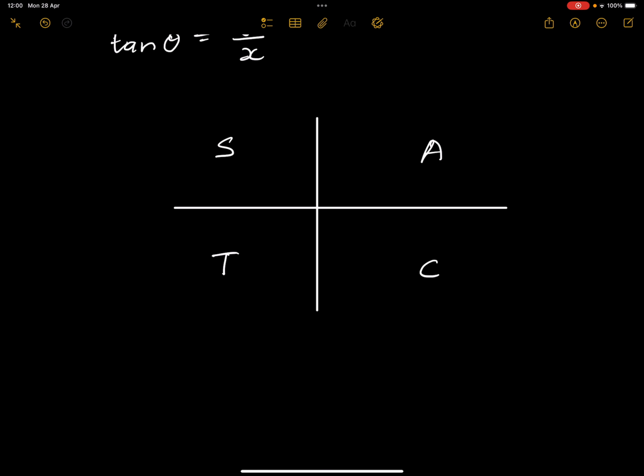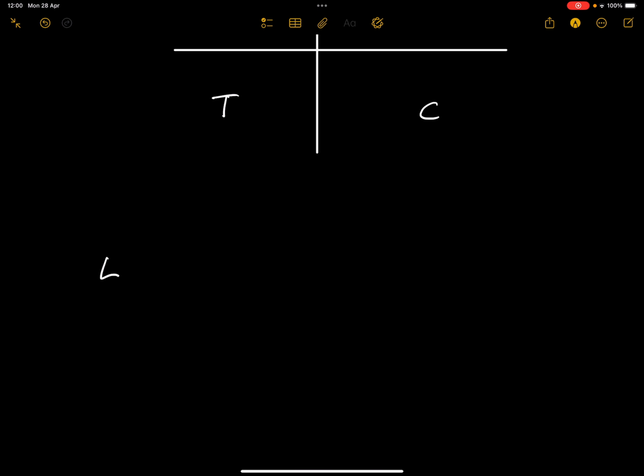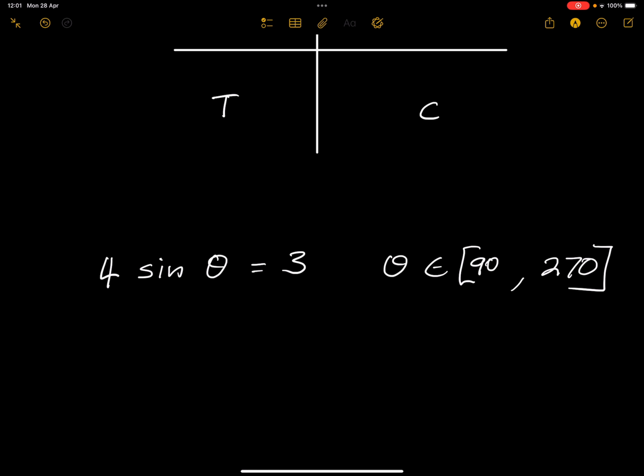Now, what we normally do, ladies and gents, let's say for argument's sake, I'm giving you 4 times the sine of theta is equal to, let's just make an example and say 3. But we will also be given a restriction. So let's say, just for argument's sake, that theta is an element of, in fact, let me rather say 90 to 270 degrees. So that gives us a restriction.